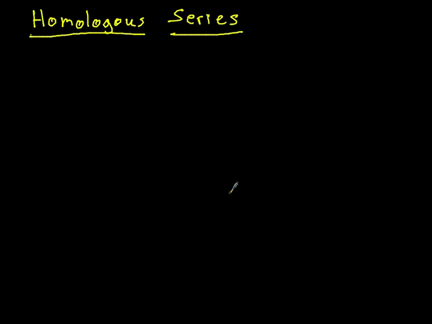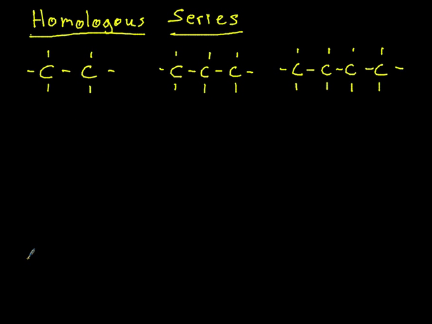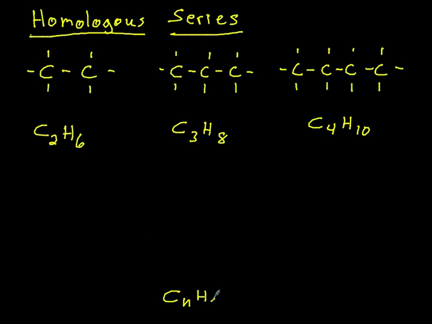Alright guys, so let's talk about a homologous series. Here are three alkanes, and they are part of a homologous series. Here we have C2H6, here we have C3H8, and here we have C4H10. One thing about the alkanes is we can produce a generic formula for an alkane as CnH2n plus 2. That's our formula for an alkane.